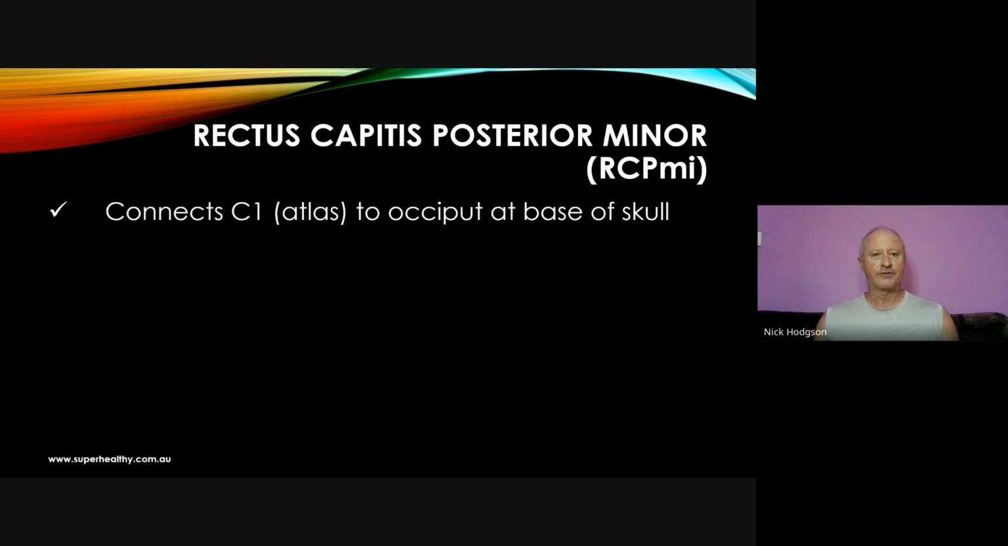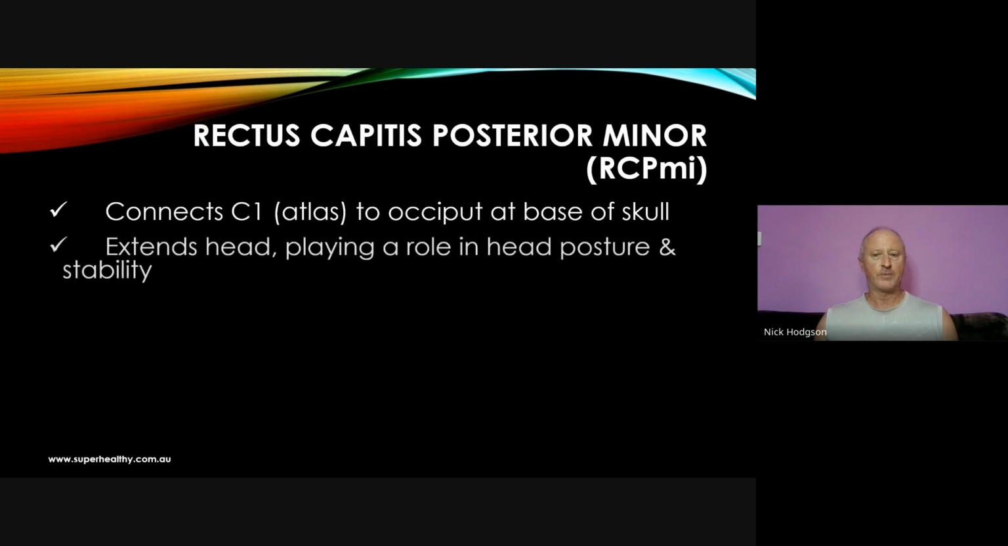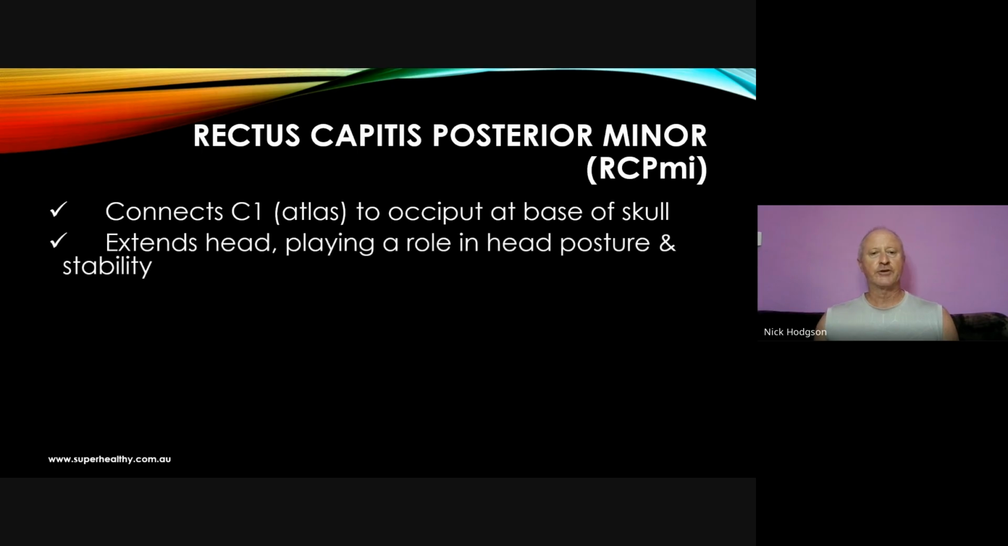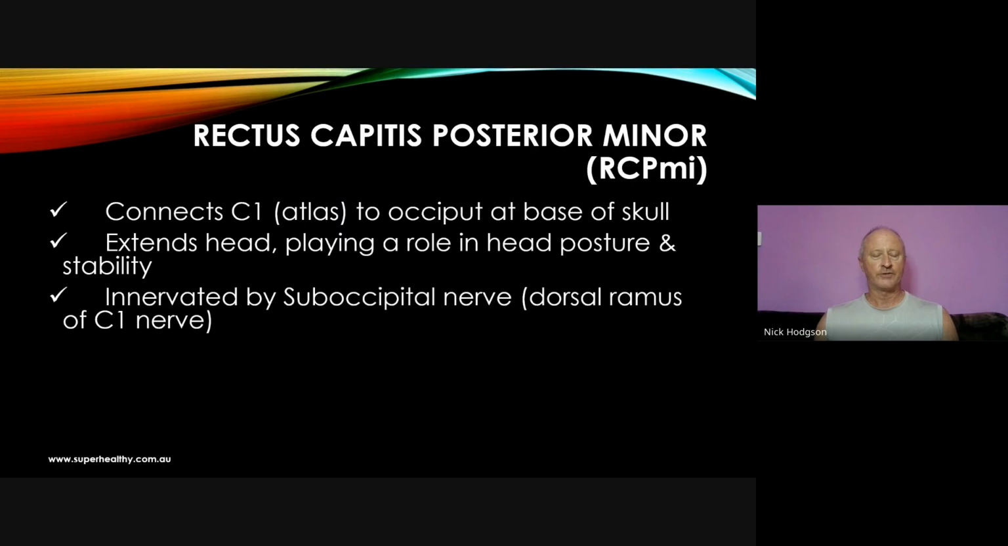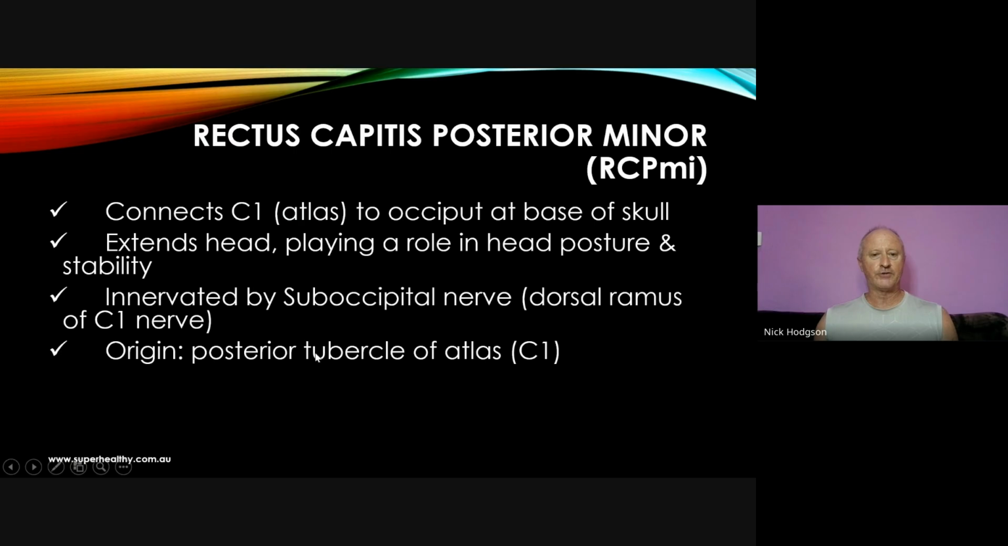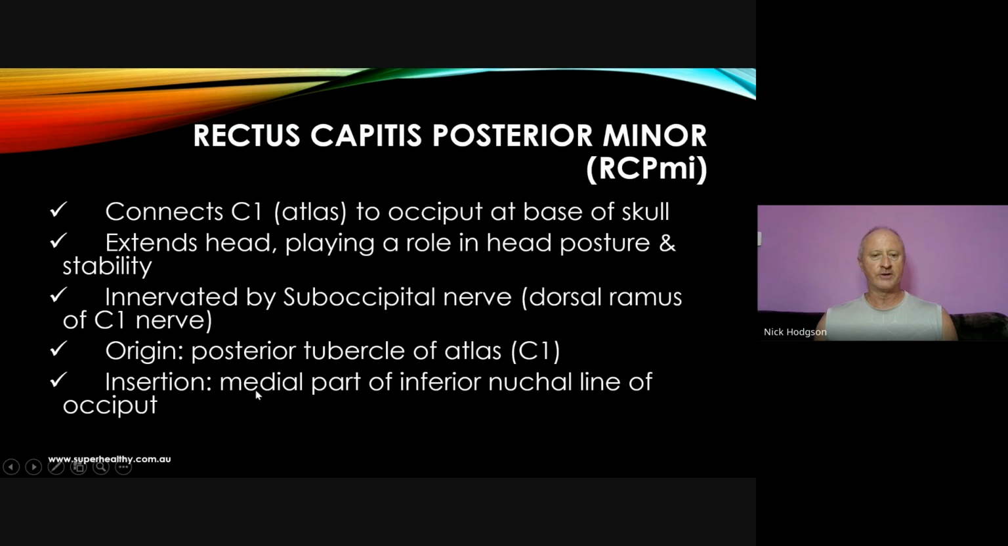So it connects C1, the atlas, to the occiput at the base of the skull, so the upper part of the neck. Its action is to extend the head, and it plays an important role in head posture and stability. So its innervation, its nerves, come from the suboccipital nerve. That's the dorsal ramus of the C1 nerve. So the origin of the muscle is the posterior tubercle of the atlas, your C1. And its insertion on either side, left and right, is the medial part of the inferior nuchal line of the occiput.